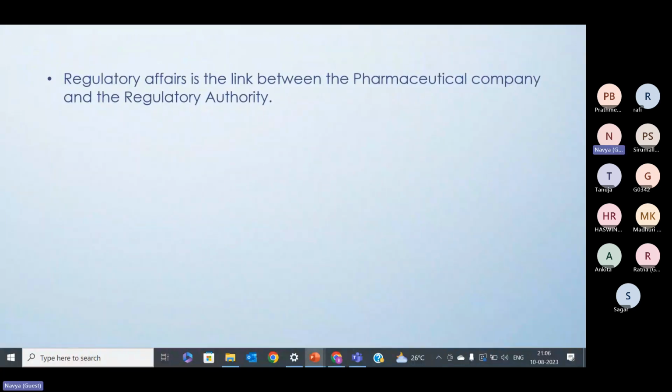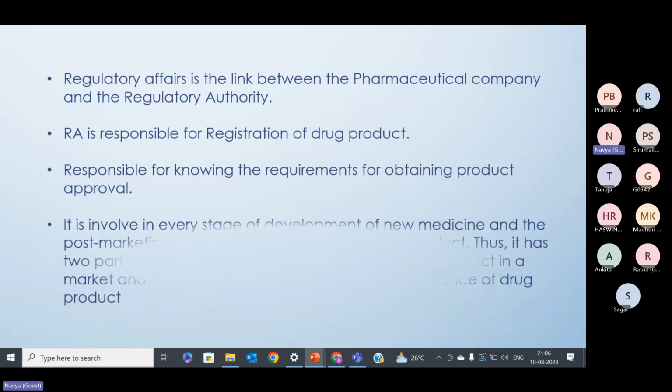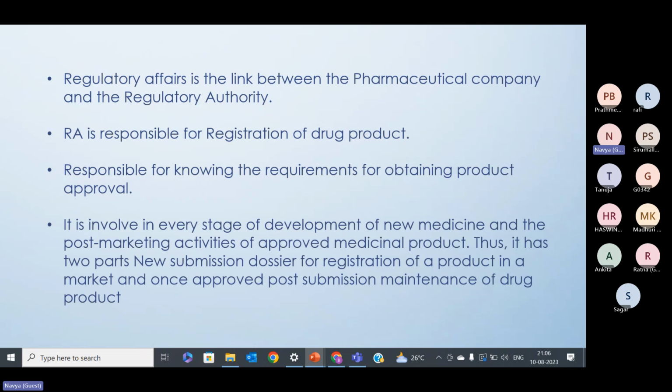So basically, regulatory affairs is a link between a pharmaceutical company and a regulatory authority. It is responsible for registration of drug products, for knowing the requirements for obtaining product approvals, and it is also involved in every stage of development of a new medicine and the post-marketing activities of approved medicinal products.